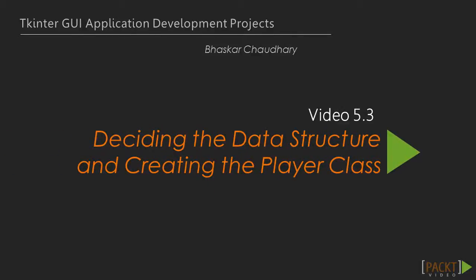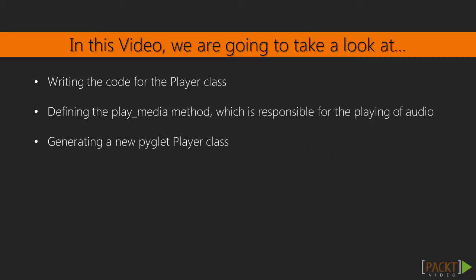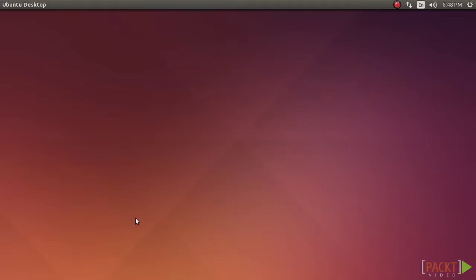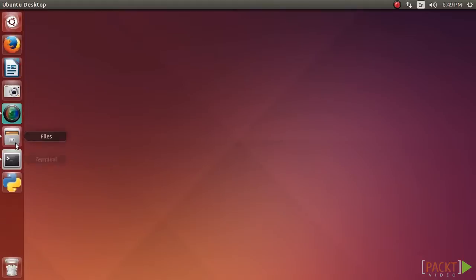Welcome to the next video of the fifth section, deciding the data structure and creating the player class. In the previous video, we have learned about the program structure and Broadview skeleton. In this video, we'll learn how to decide the data structure and we'll learn to create the player class. Sticking to the model-first philosophy, let's spend some time on deciding the appropriate data structure or model for the program.